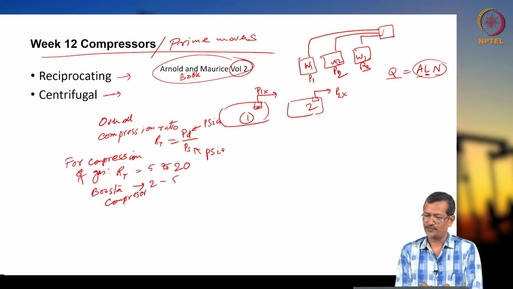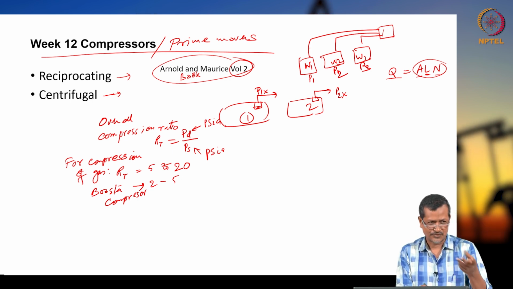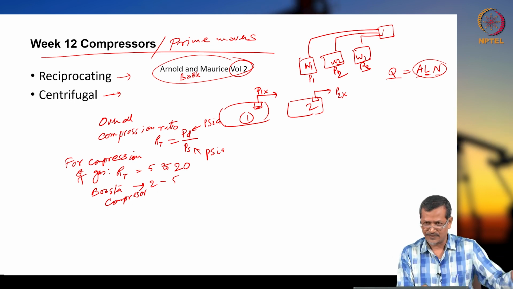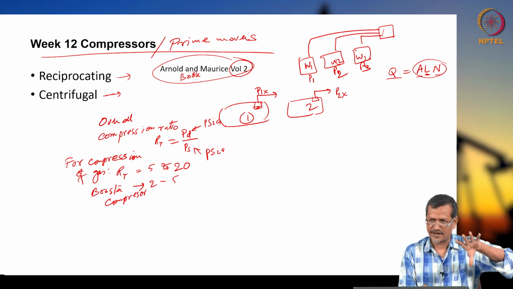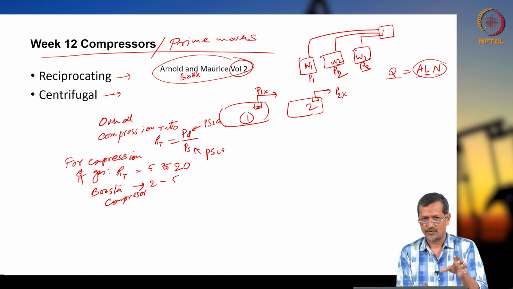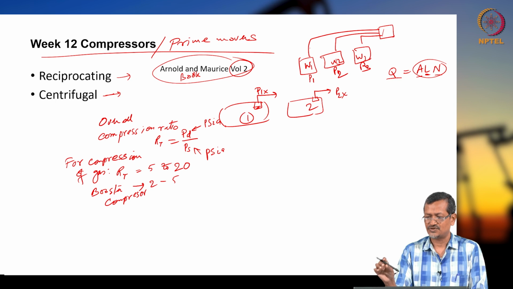So if you want to increase volume flow rate, then you increase the number of strokes or RPM of the system. Stroke length you can increase, total volume will increase, or maybe you can increase the piston diameter. That way you can increase the total amount of throughput or flow rate, and again you have to check the unit every time.